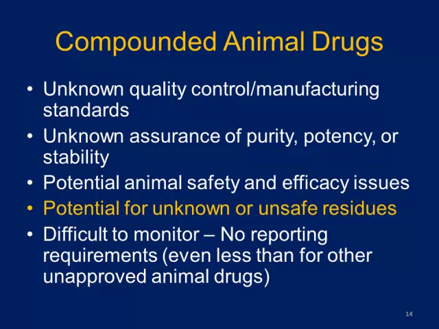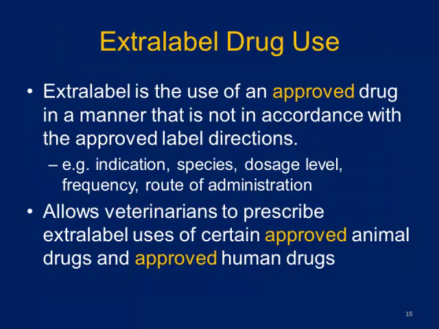If there's an unknown safety concern, we can't vouch for its safety. So we're getting to extralabel drug use. In human medicine and in companion animal medicine, this is a much more available option for physicians and for companion animal veterinarians, and again mainly due to the concerns with the food safety.